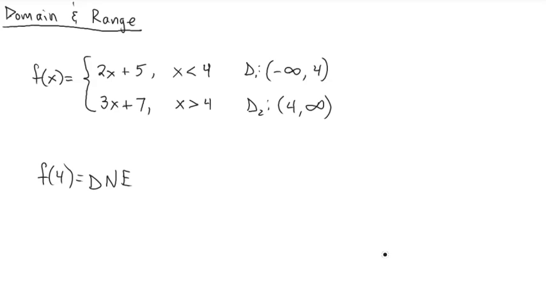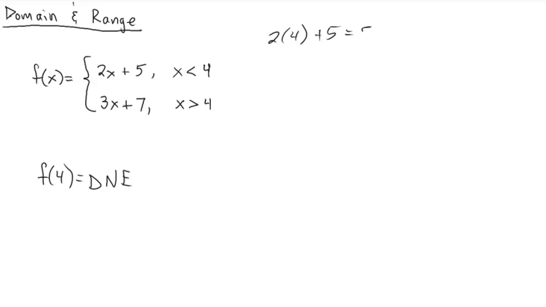To identify the range of one of the pieces, if we want the range of piece 1, let me erase this here. We're going to start by identifying the edge. I call it the edge. We're going to plug in 4 into this. So 2 times 4 plus 5 is equal to 8 plus 5, which is equal to 13. Now, because the domain does not include 4, we are also not going to include 13.